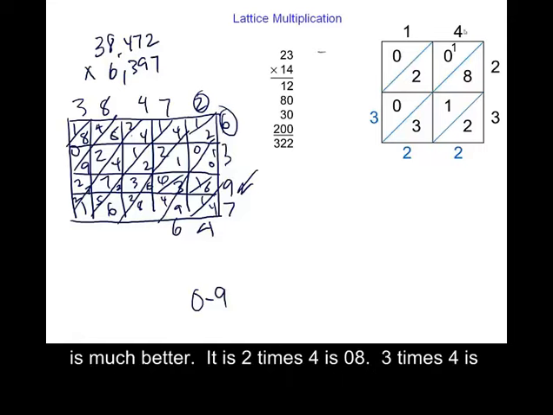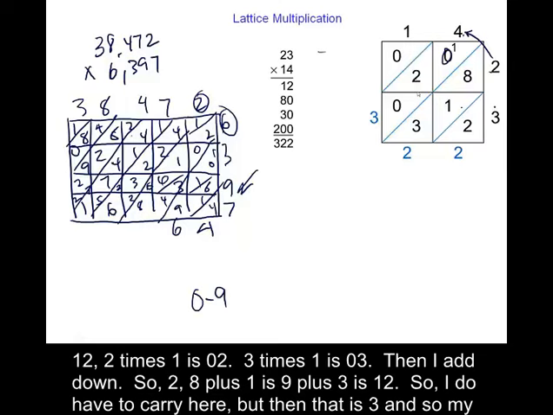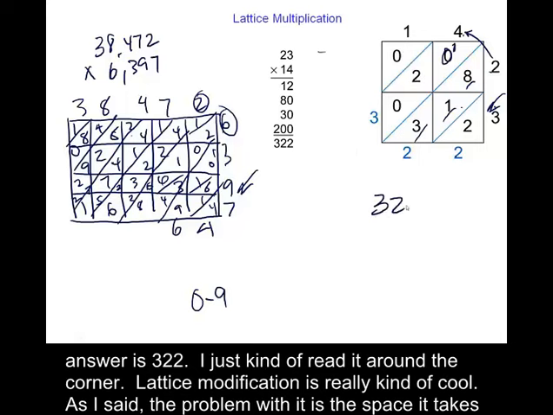It's 2 times 4 is 0, 8. 3 times 4 is 12. 2 times 1 is 0, 2. 3 times 1 is 0, 3. Then I add down, so 2. 8 plus 1 is 9 plus 3 is 12. So I do have to carry here, but then that's 3. And so my answer is 322.